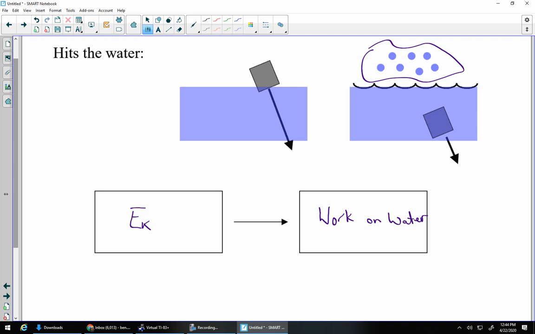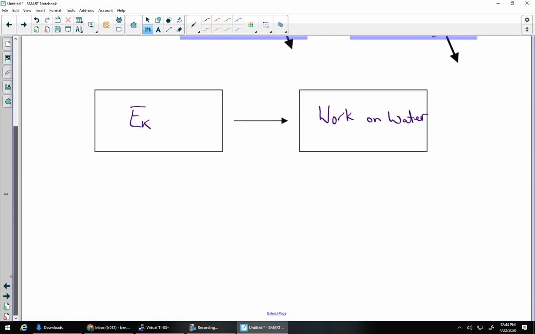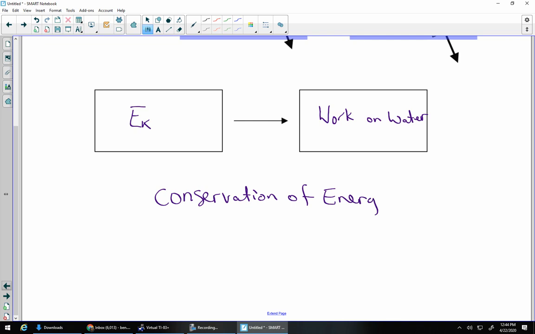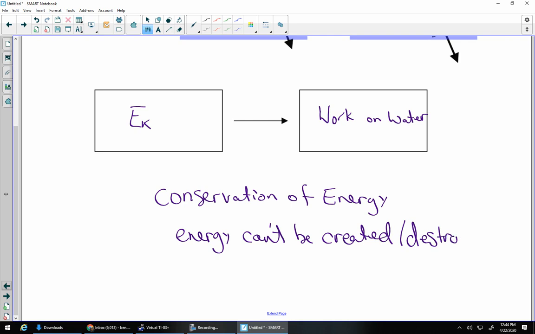Cool. So long story short for this, and we haven't actually mentioned this term yet, we are following our conservation of energy, which says energy can't be created or destroyed, only changed. So I'll say that one more time. Energy can't be created or destroyed, only changed.